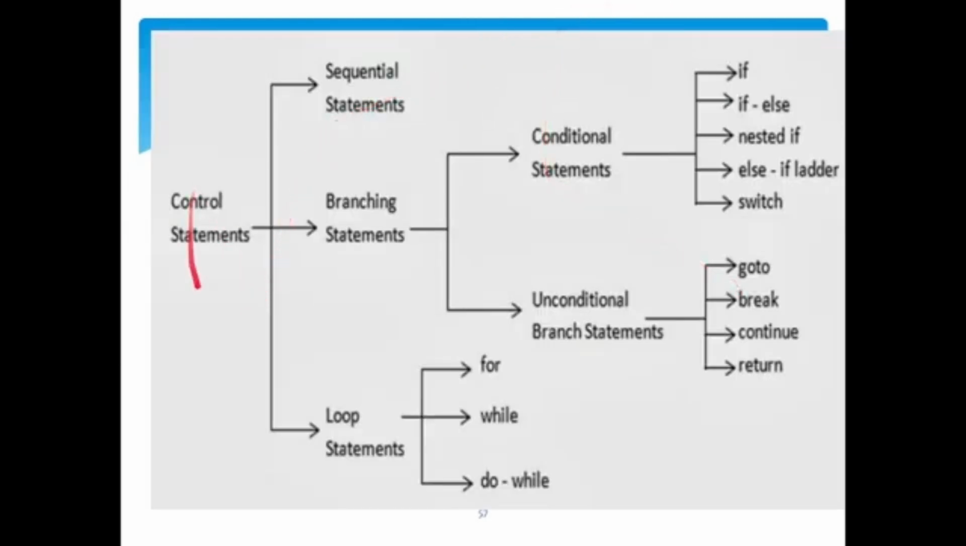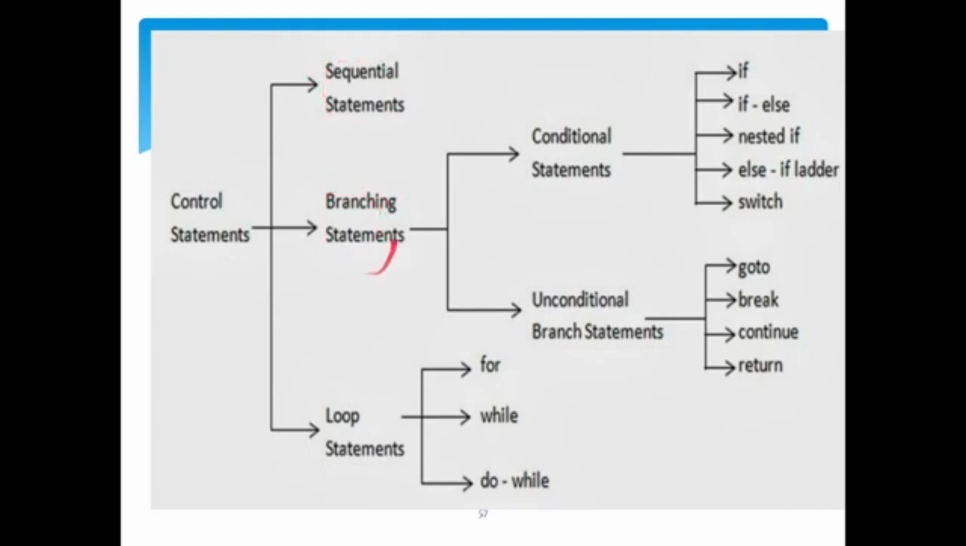Now the division of the control statements. There are three types of control statements: sequential, branching, and loop statements. Sequential are nothing but just you will be writing in a sequential manner. There is nothing like you specify any condition there. Just like the programs we discussed just now. Writing a printf statement, and then some declaration, and then some logic to find the average. That is a sequential statement.